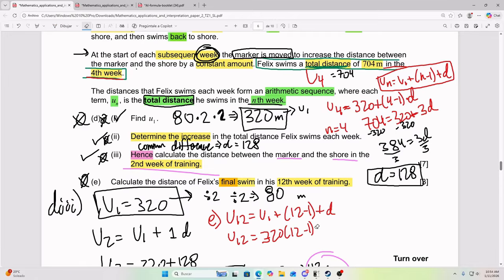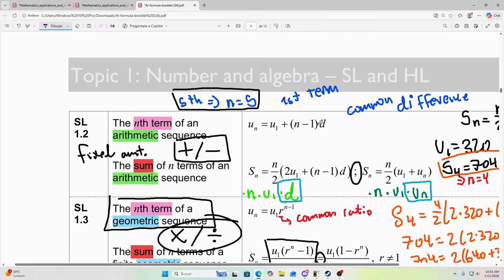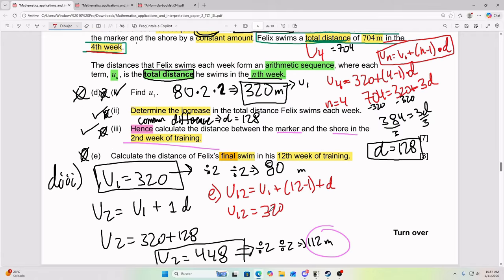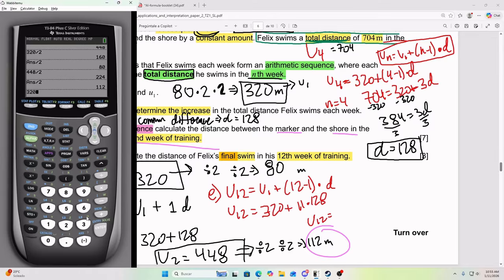Wait, give me a second. Is there a plus here? I think I'm trolling. There's a times here. My bad, guys. It's a multiplying, not an adding. Yeah, so U12 equals this U1, this 320, plus 11D, because this is multiplying. Oh, and we know that D is 128 from earlier. So U12 equals all of that. See, so it ends up as 320 plus 11 times 128.